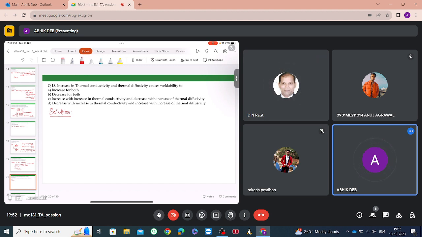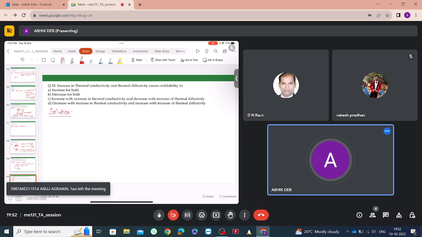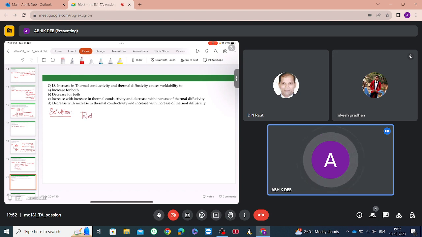The way to think is that if the thermal conductivity is low, then whatever heat is supplied, a lesser fraction of heat will be conducted to the base material and more heat will be concentrated at the point that we are supplying. That is why the melting will be easier, and with lesser heat the melting can be achieved. So the thermal conductivity should be low.